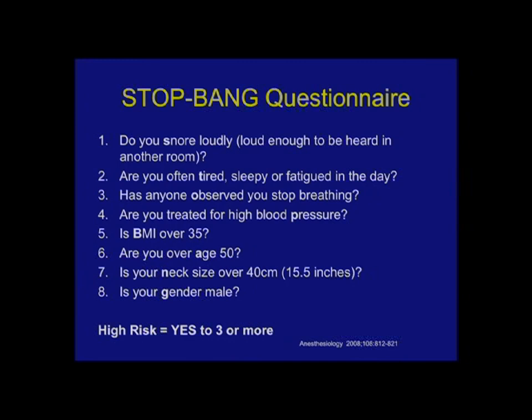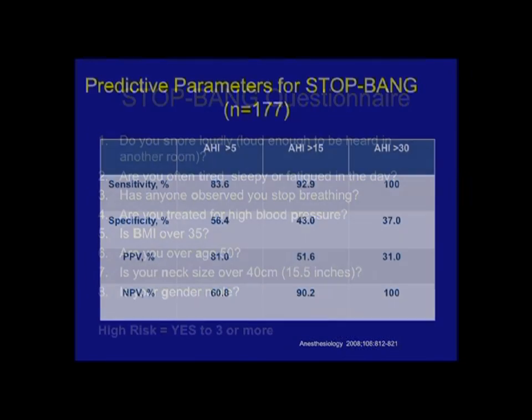And notice the STOP-BANG is a mnemonic, an abbreviation for the different questions, the 8 questions involved in the STOP-BANG. And scoring 3 or more would suggest that the patient is high risk for obstructive sleep apnea, and consideration for testing for obstructive sleep apnea should be considered.